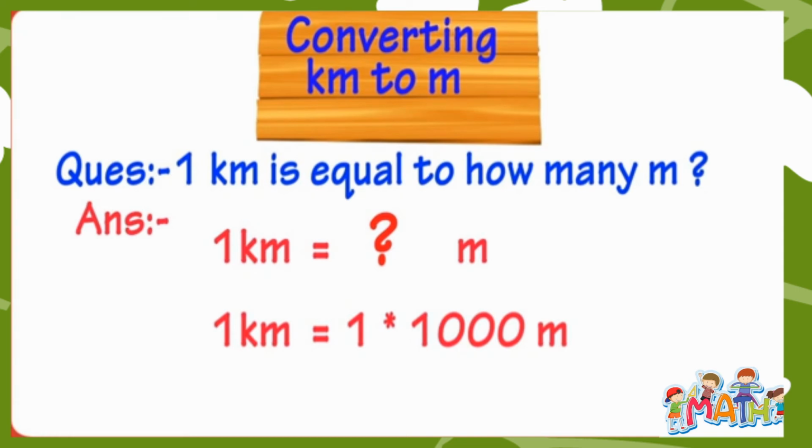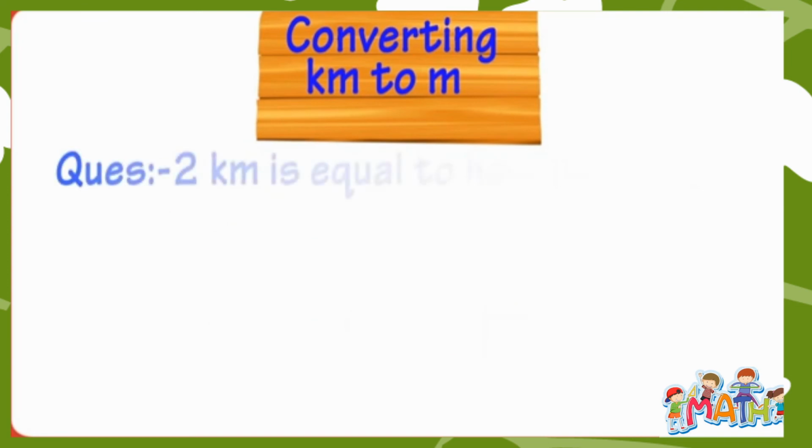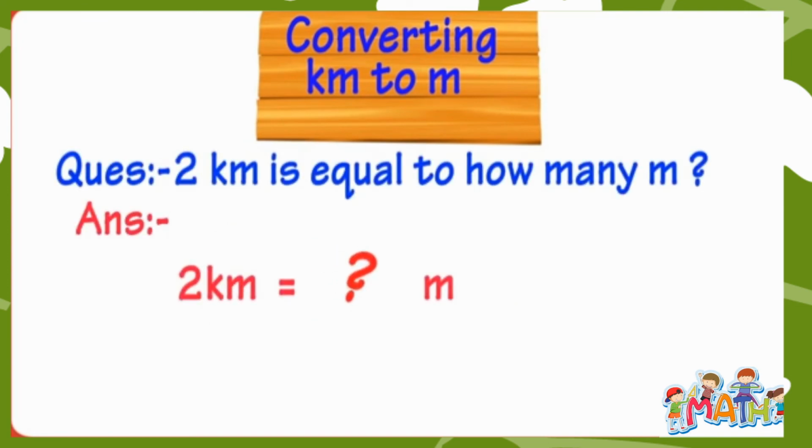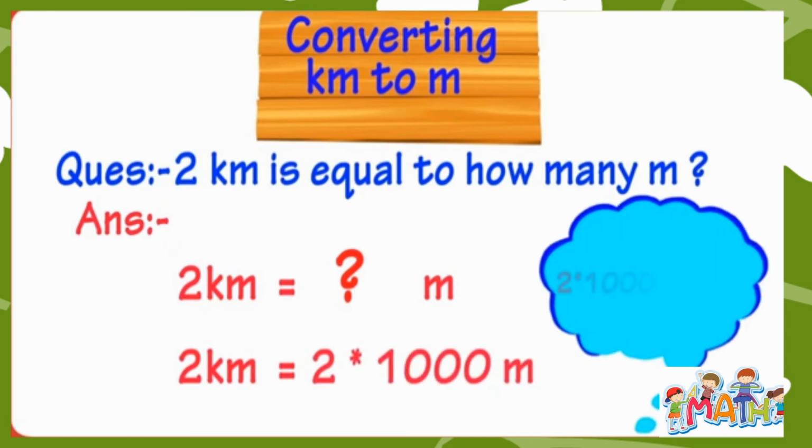Yes, equals 1000. Therefore, 1 kilometer is equal to 1,000 meters. How about 2 kilometers? How many meters? The same process, we will multiply by 1,000. So 2 times 1,000 equals? Yes, 2,000. So therefore, 2 kilometers is equal to 2,000 meters.